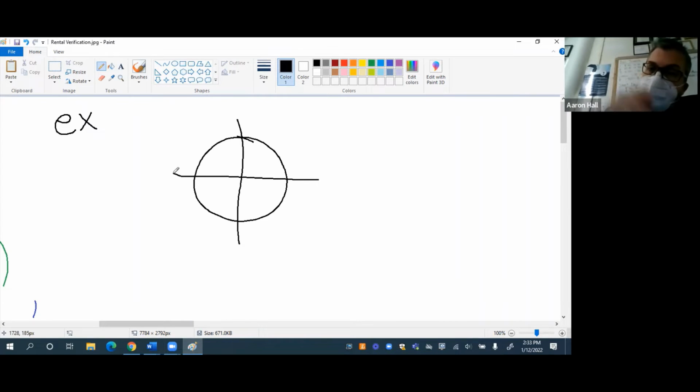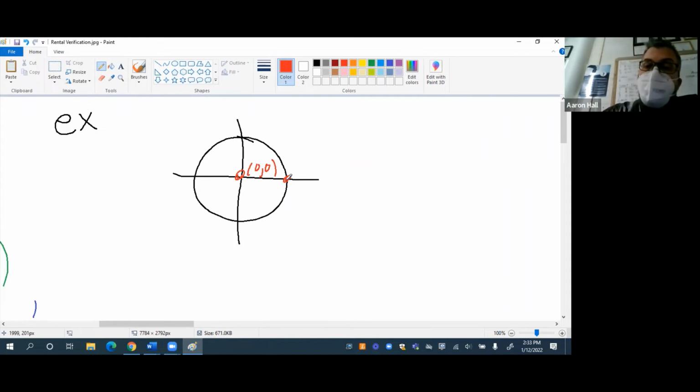And a unit circle, by definition, is a circle that's centered where? A unit circle is centered where? At the origin, at 0, 0. And it has a radius of what? It has a radius of 1. If it has a radius of 1, what does this point right here have to be?